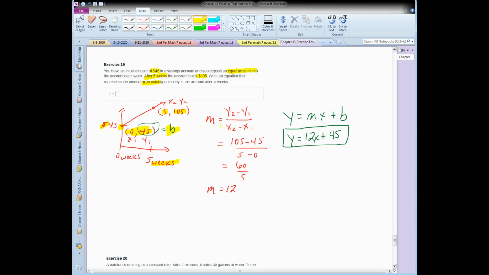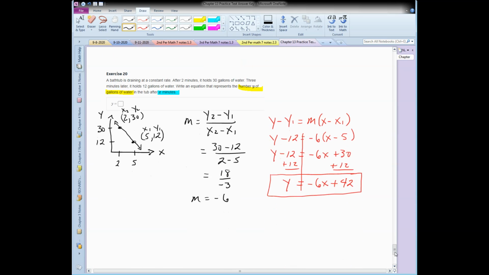And so that's b. So that's going to go into my slope-intercept form. I just have to figure out the slope now. Do I have another point that I can use? Yes, (5, 105). So I go ahead and I calculate the slope using the formula for slope. And I see the slope is 12. And I can write the equation in slope-intercept form. Remember, the part that's going to go into the answer is this part. This is y equals, so what do I put in the box? 12x plus 5. All right, last problem.